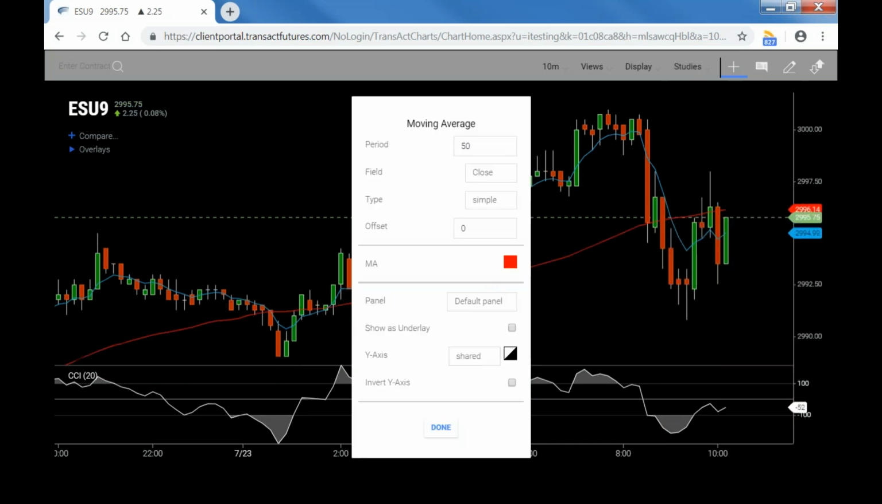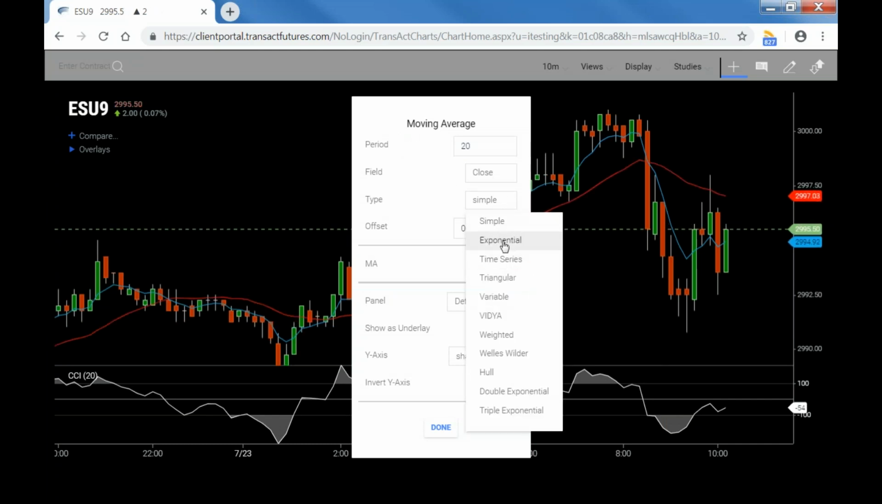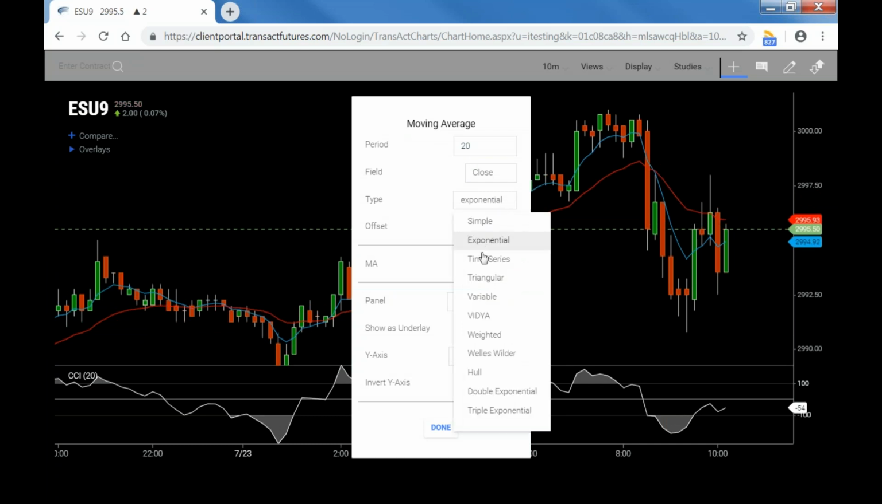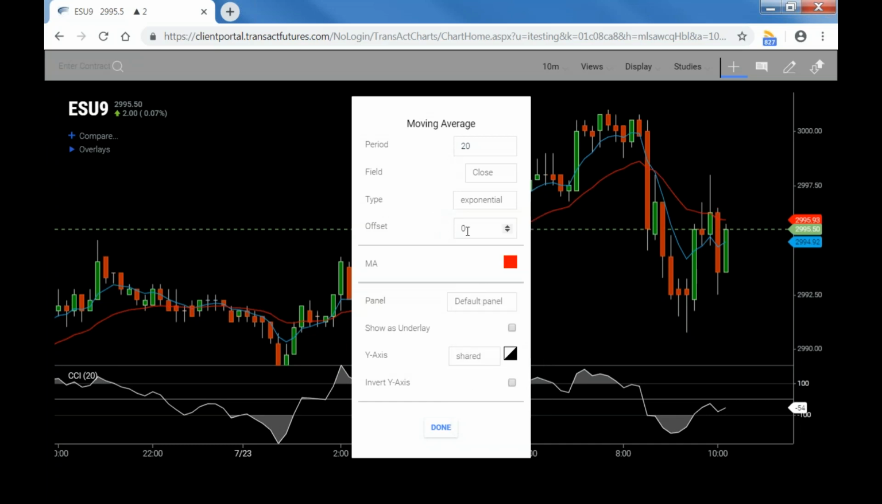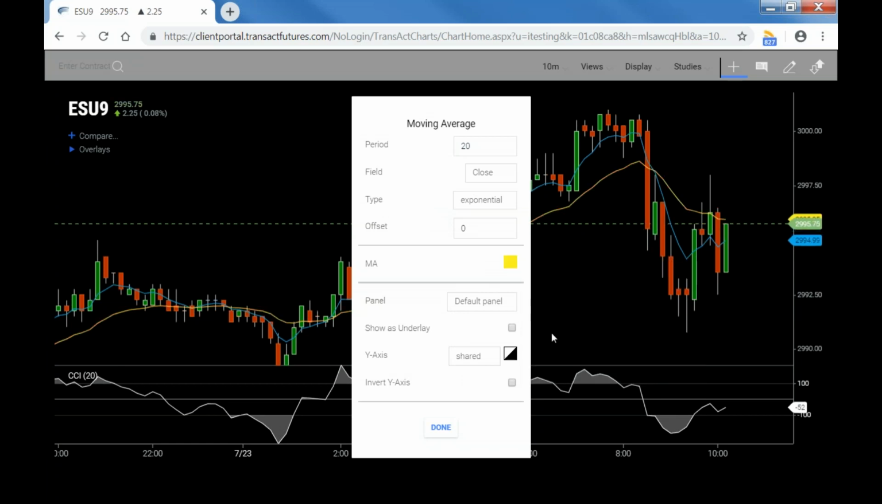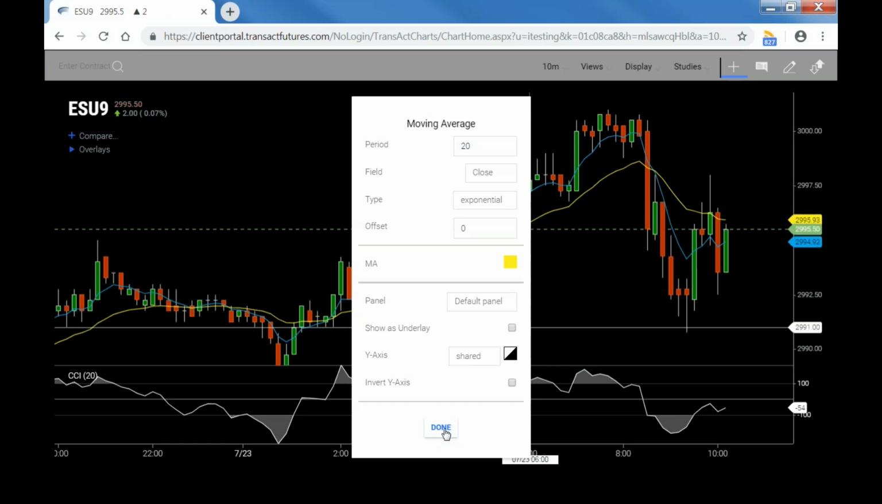And everyone's different, right? You might have something different. I'm going to make this one 20 for the longer, since we're on a 10-minute. Everybody has a different thing here. You could do exponential, simple, time series, all this stuff. Wells Wilder is kind of popular, double, triple Hull. I'm just going to keep it what I remember from my days on the floor, and that is 1980-something, exponential was the way to go. So I'm going to keep it. I'm going to hit done, and there we go.